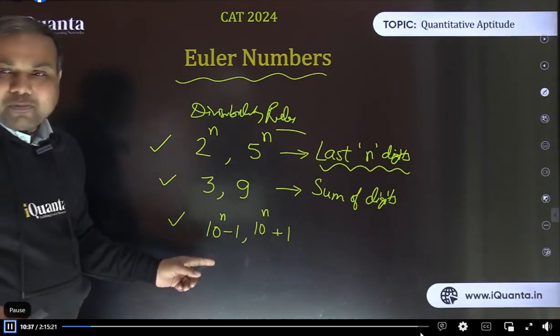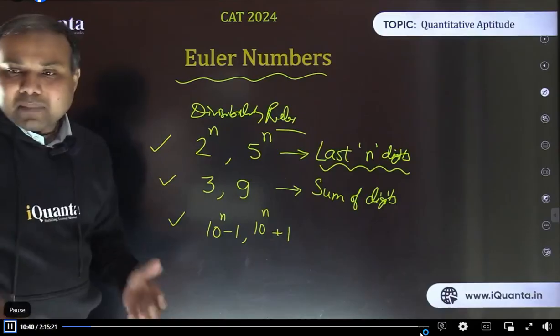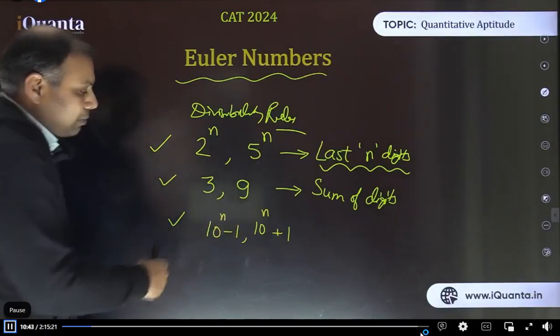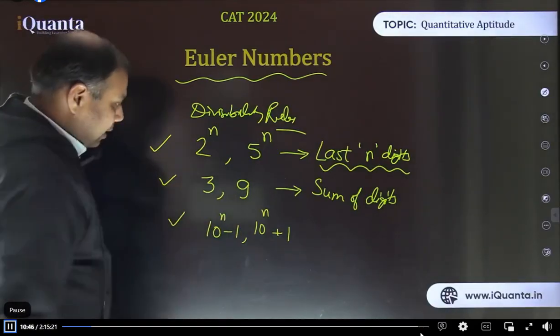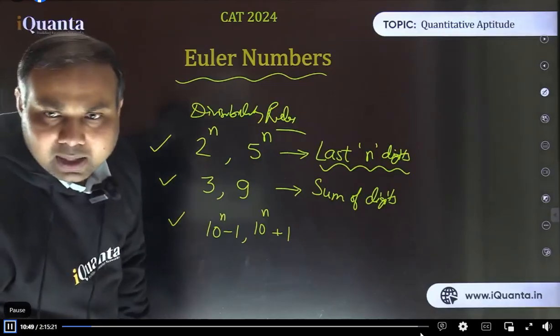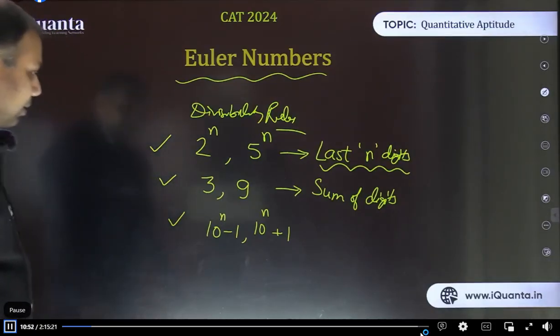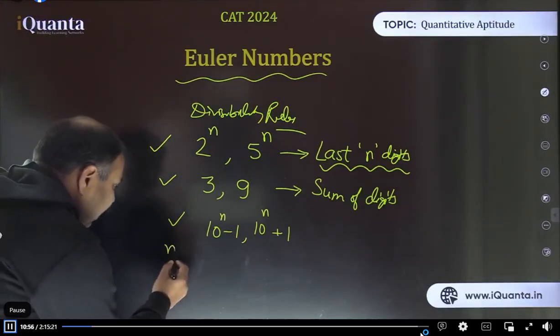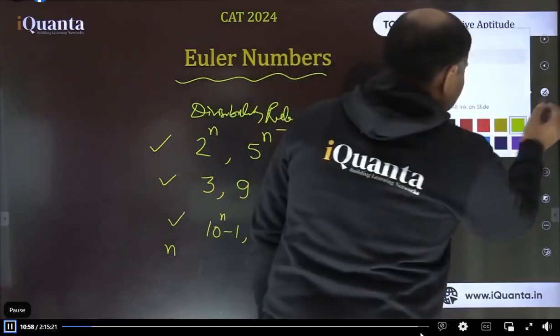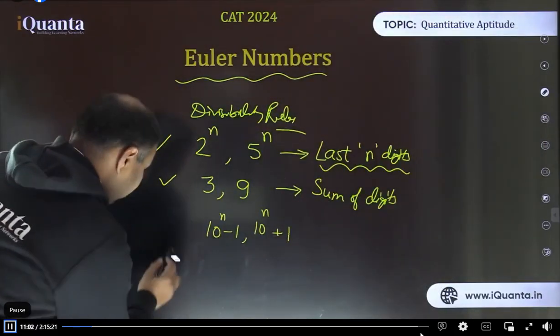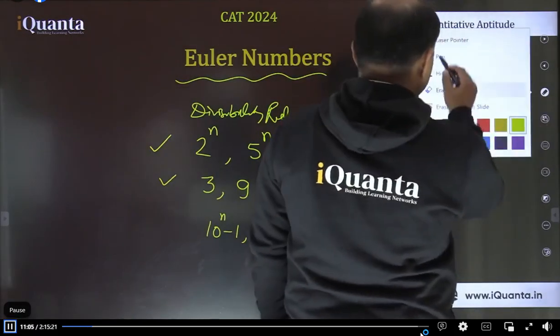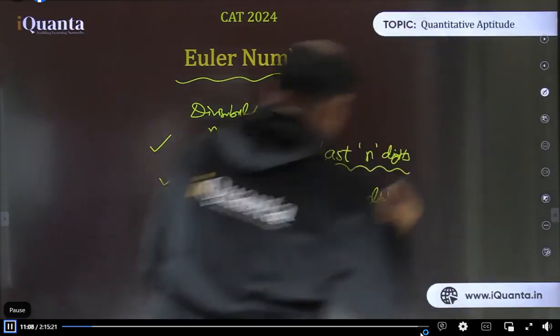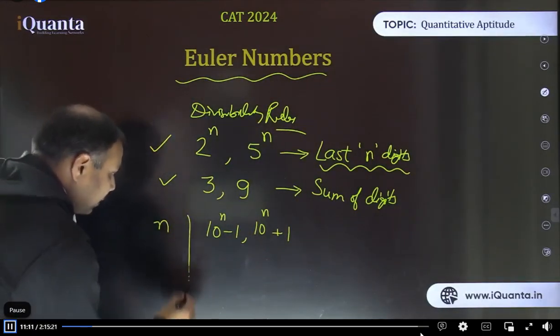It's very easy. First, let's check for which numbers this rule is applicable. If I put n as a natural number, if I put n equals to 1, let me make a table here. I think this would be visible to you. So let me write here n. I'm keeping the different values of n.